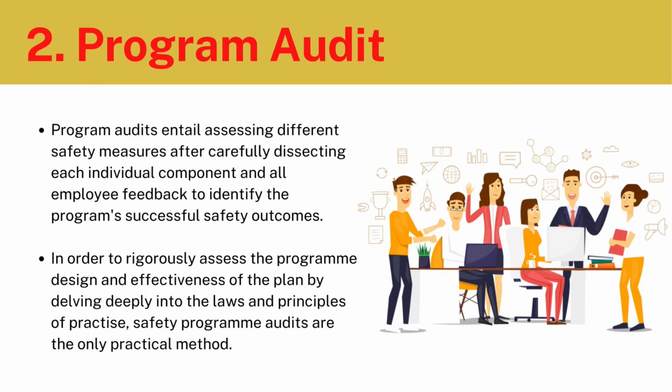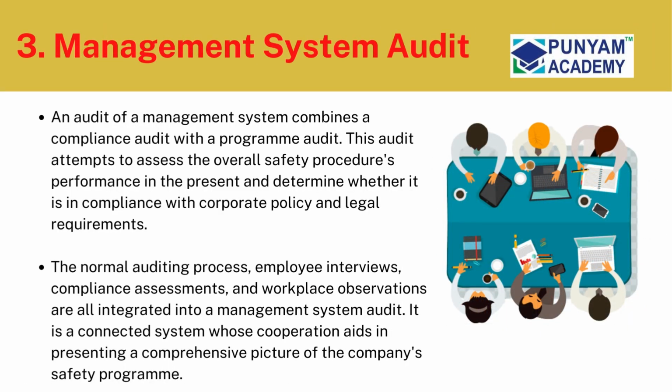The second type of safety audit is the program audit. The safety auditor will check the safety programs implementation that you have planned or as a mandatory program set by the government or other parties. The third is the safety management system audit.